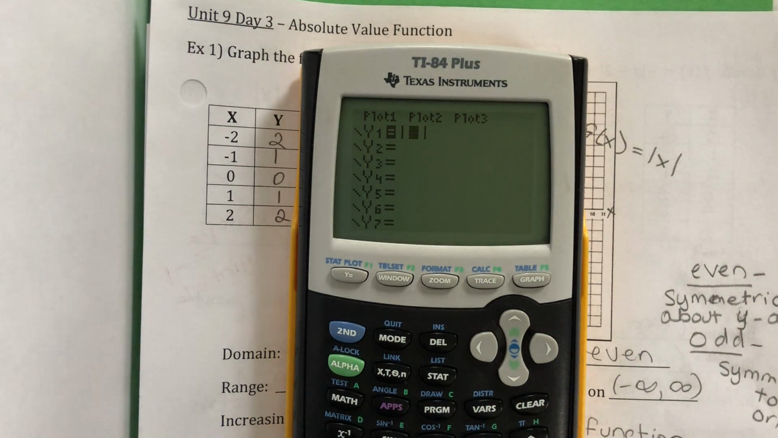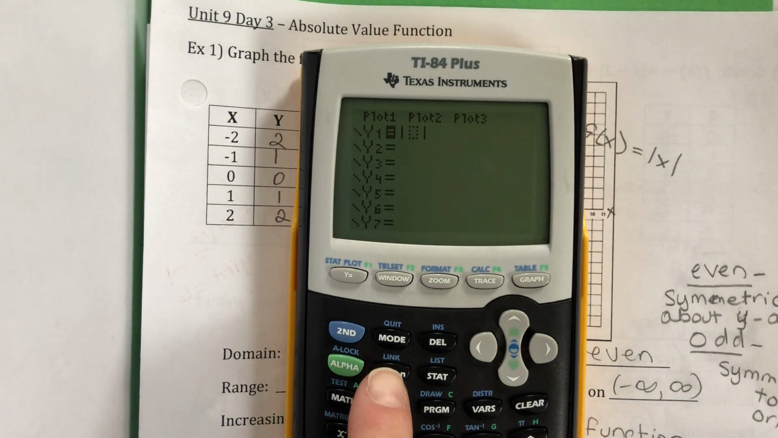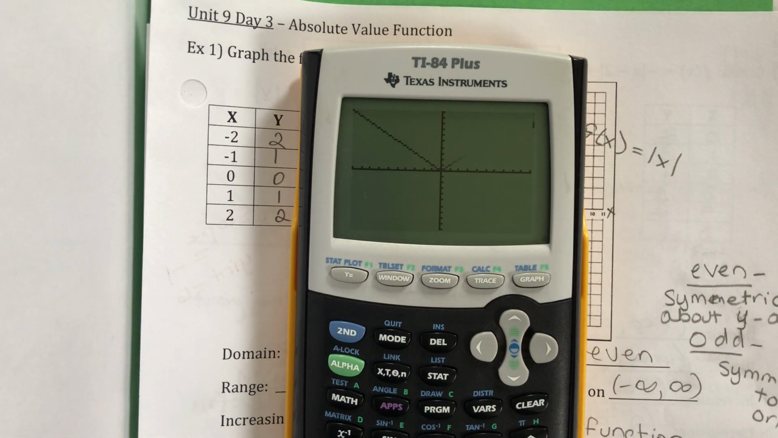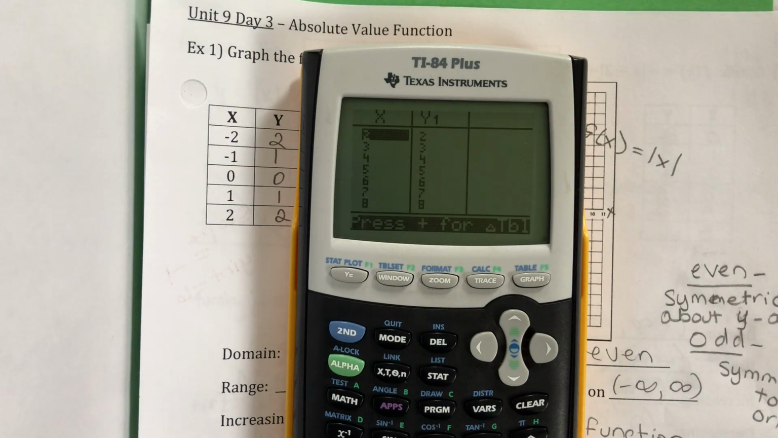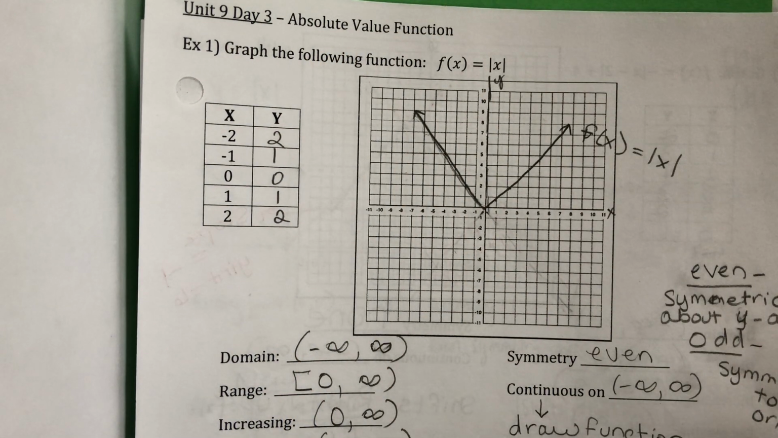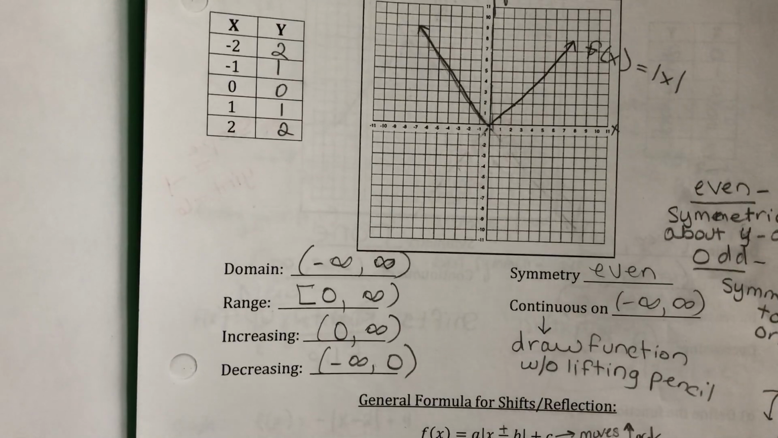The older calculators will keep them as parentheses and it'll say ABS on it, but it's still doing the same thing. So the absolute value of x is what I want to graph. And there it is. And of course you can get your table of values by going to the table. But now that we've got our graph over here, we're just going to go through some important points about it.